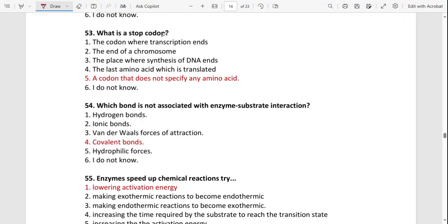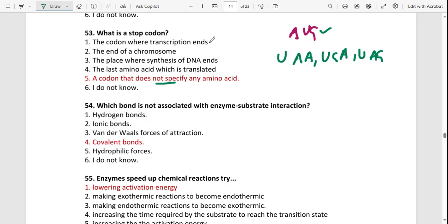What is a stop codon? When translation is happening, you have got the start codon AUG, which signals the starting of translation. A stop codon is a codon that doesn't specify any amino acid. Once you see that codon, it means stop. You have got UAA, UGA, UAG. These three are stop codons. This is the start codon. Does not specify any amino acid.